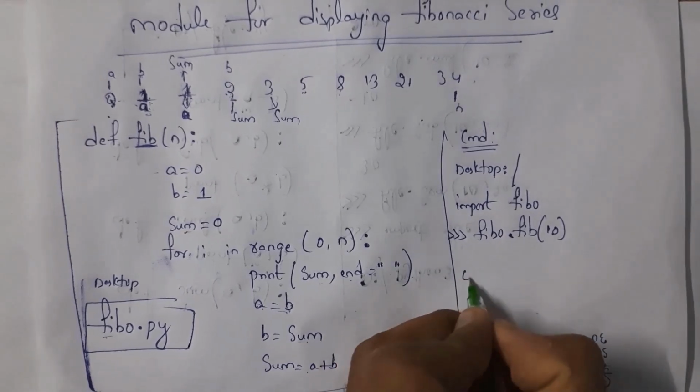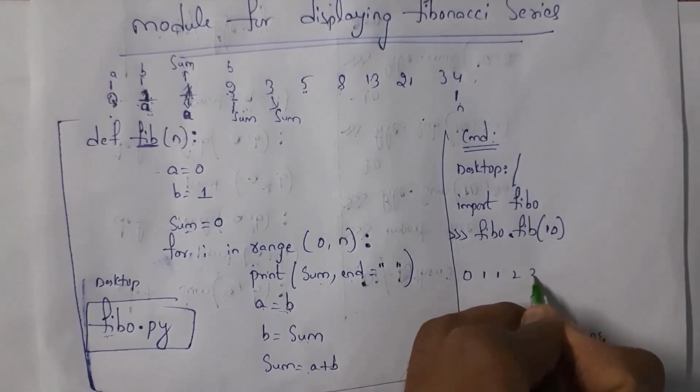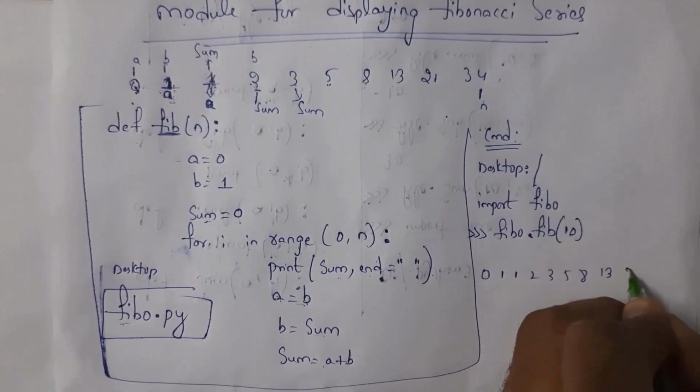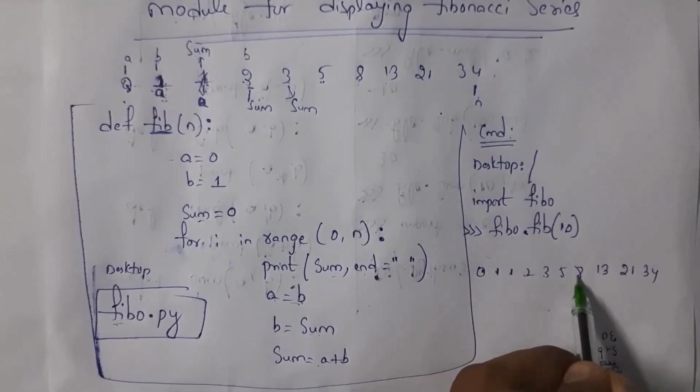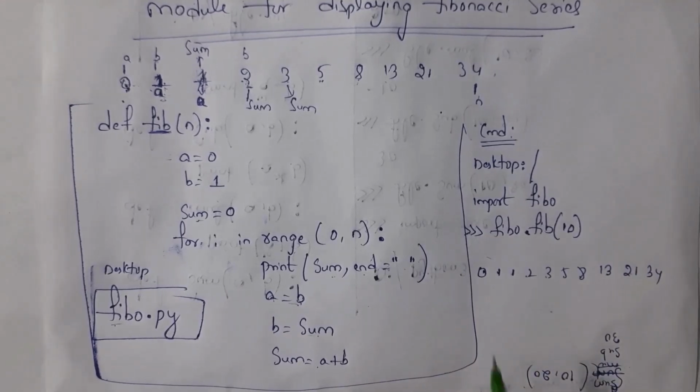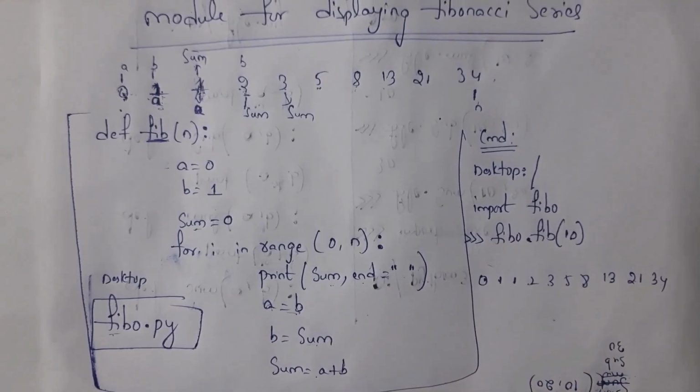So you get output starting 0, 1, 1, 2, 3, 5, 8, 13, 21 and 34. Total 1, 2, 3, 4, 5, 6, 7, 8, 9, 10. This is my output. This is how we create module for Fibonacci series.